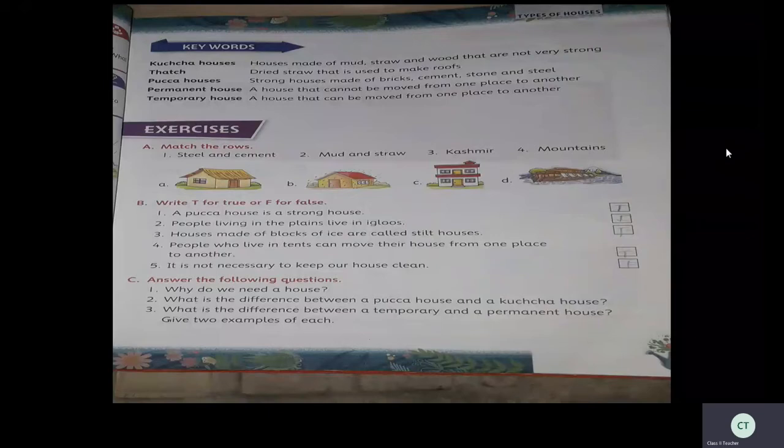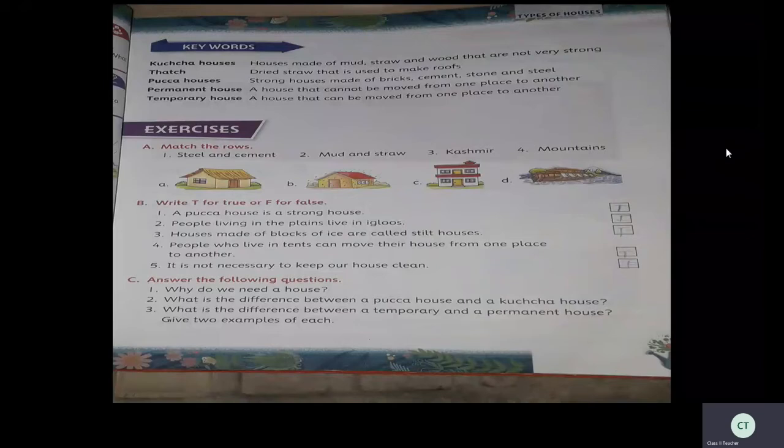Next, permanent house. A house that cannot be moved from one place to another. Isn't it, children? A house that cannot be moved. It is permanent, that is fixed there. Cannot be moved from one place to another.